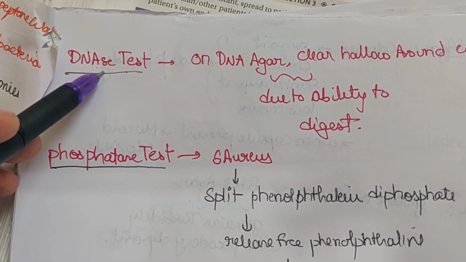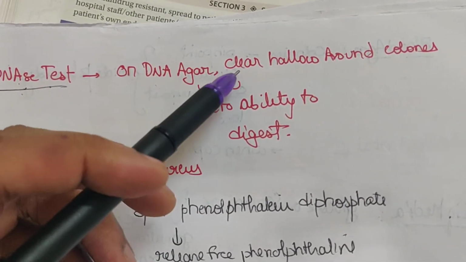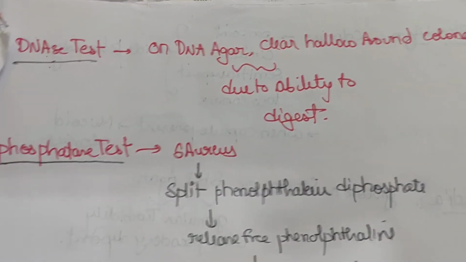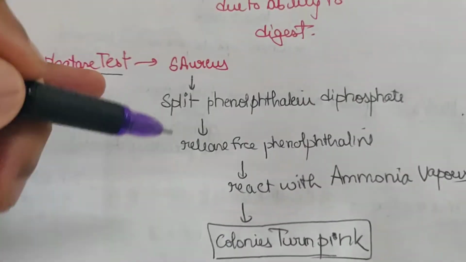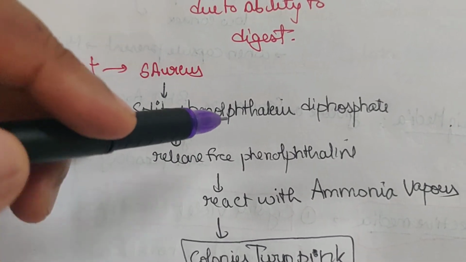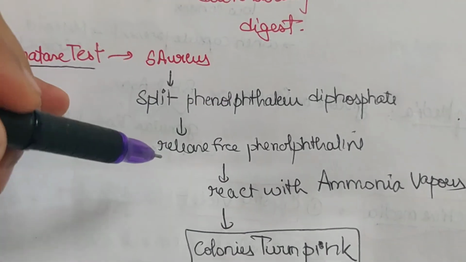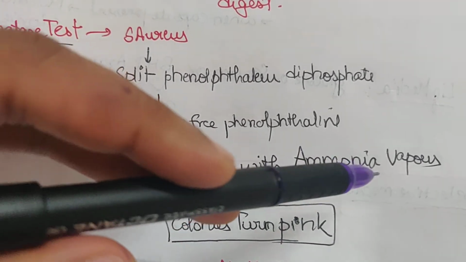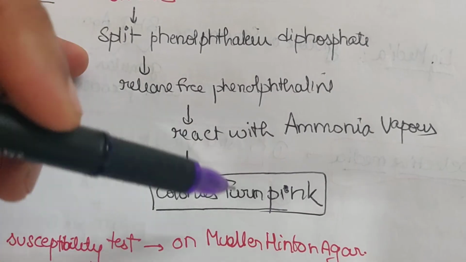So this DNase enzyme will degrade the DNA. So on the DNA agar, there is a clear halo around the colonies, because around the colonies the DNA is digested. And phosphatase test. Whenever we grow Staph aureus in phenolphthalein diphosphate, the Staph aureus will split that and release the free phenolphthalein. This free phenolphthalein will react with the ammonium vapors. So after reacting, the colonies will turn pink.